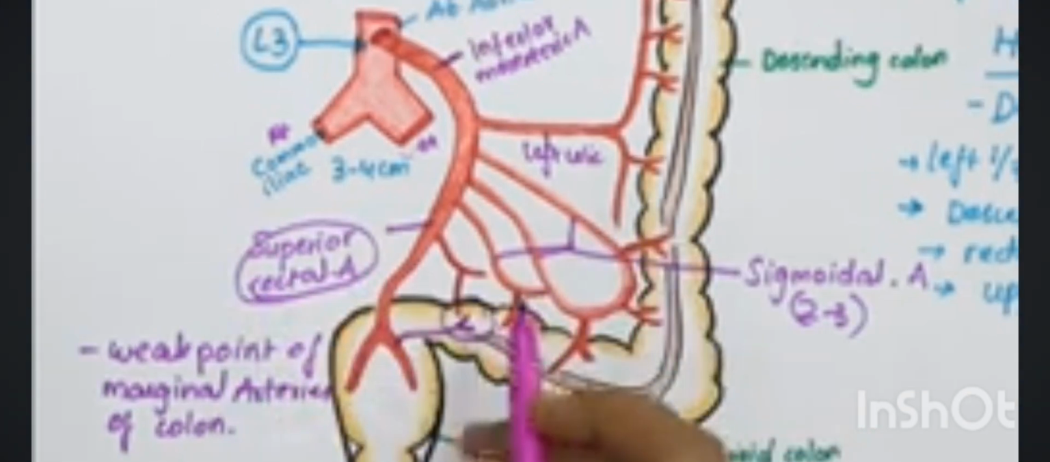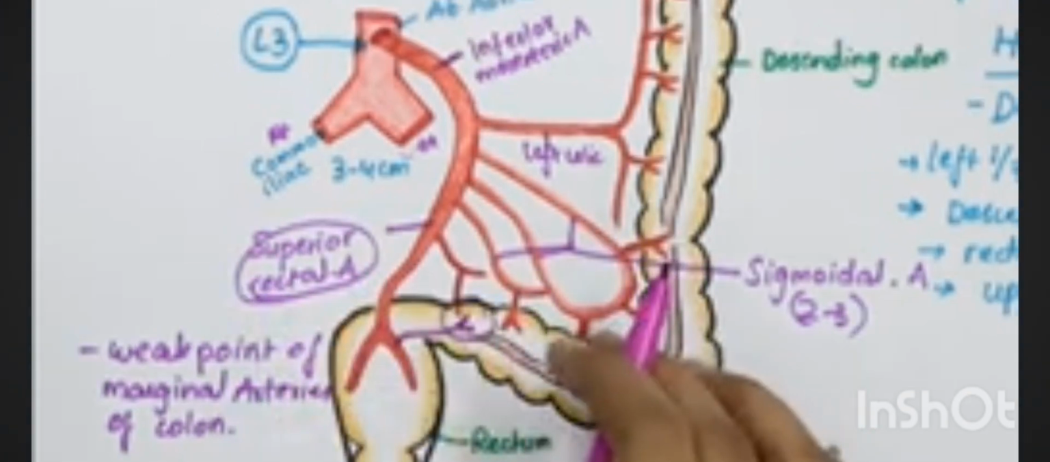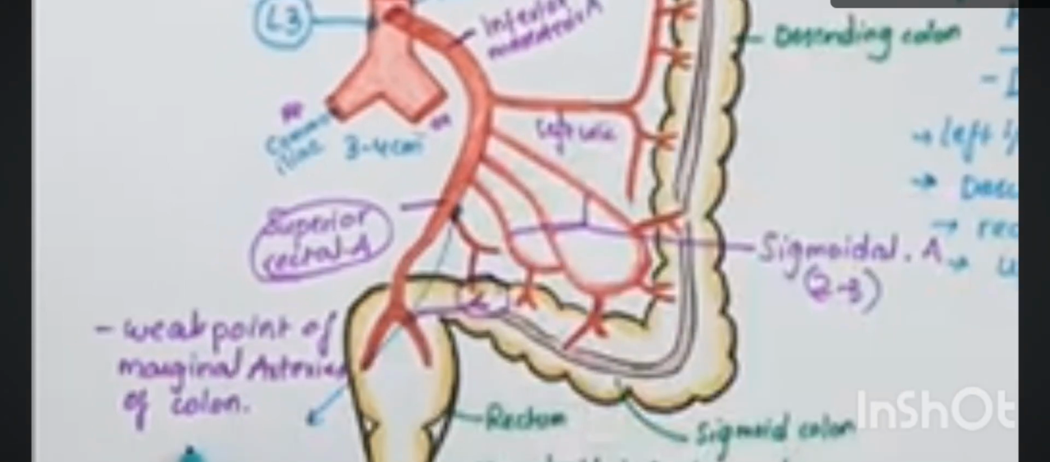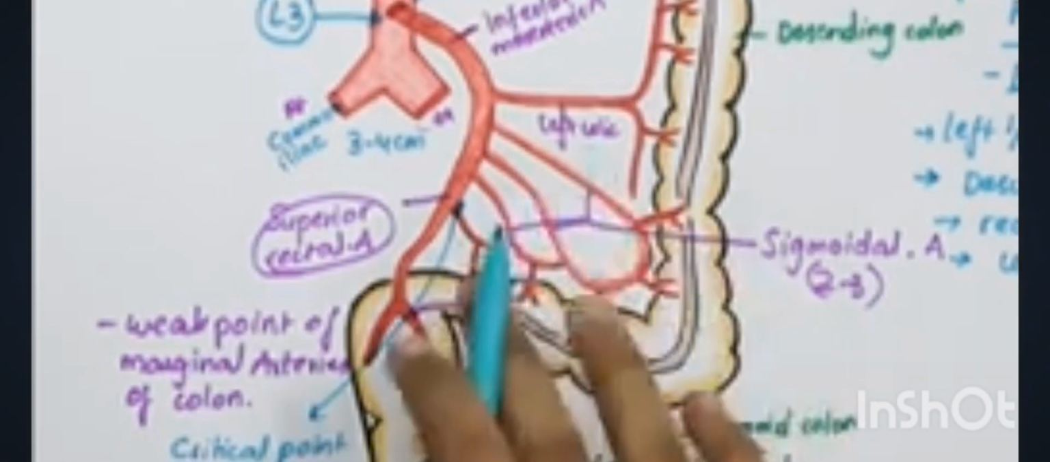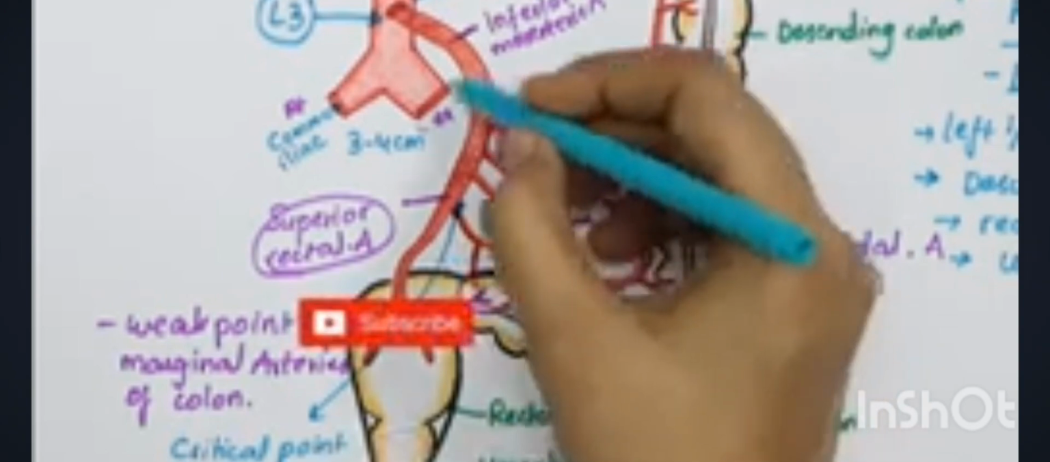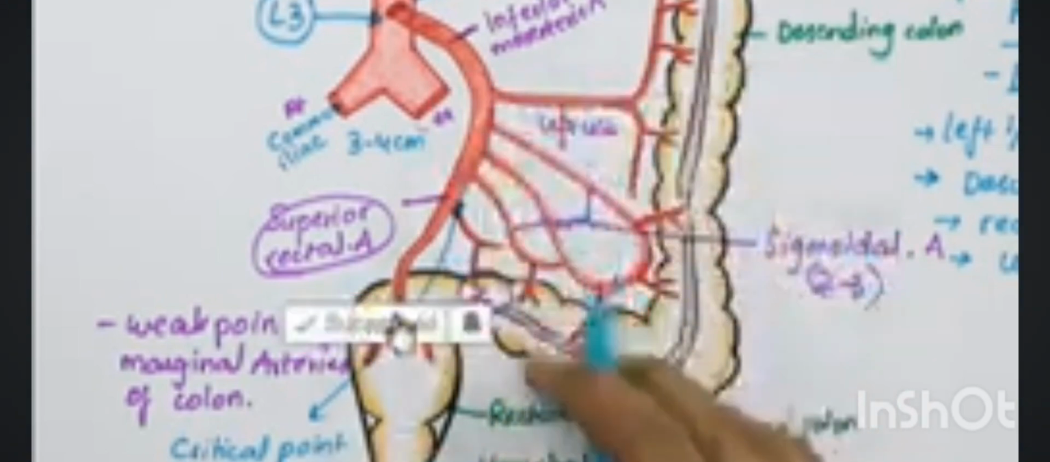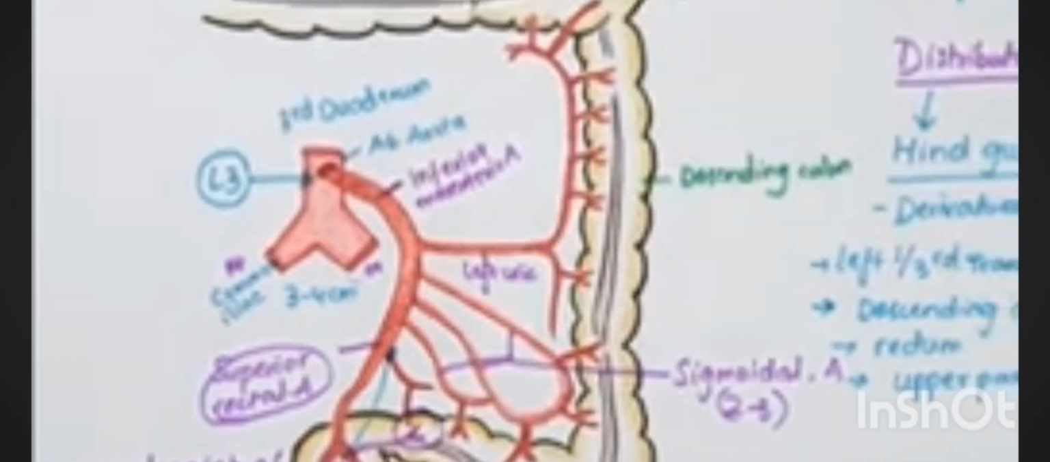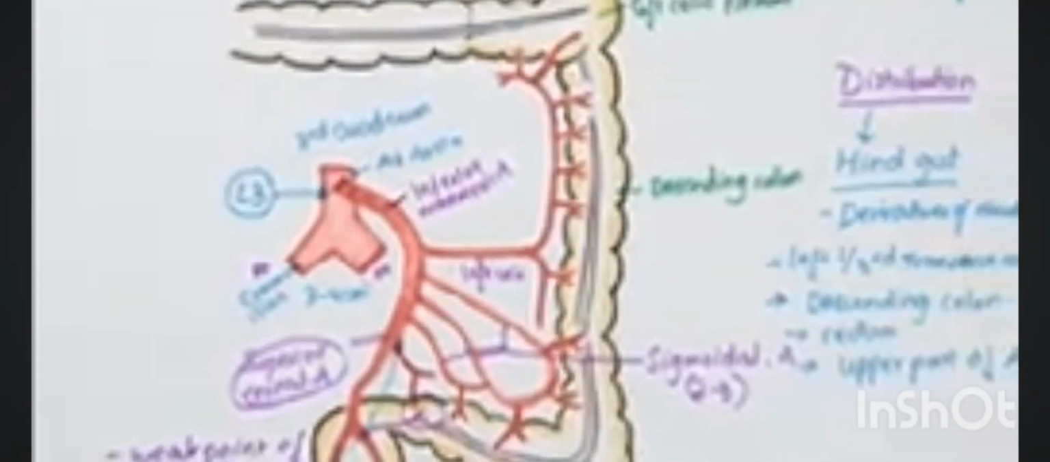And this point of origin of the last sigmoidal artery from the inferior mesenteric artery is called the critical point of Sudeck. So while ligating the inferior mesenteric artery, it should be done proximal to the Sudeck's point to avoid the ischemia and necrosis of the sigmoid colon and the rectum. So guys, this is all about the inferior mesenteric artery.